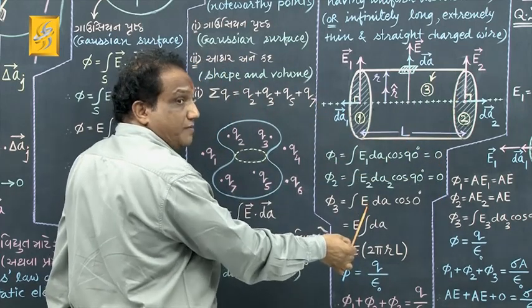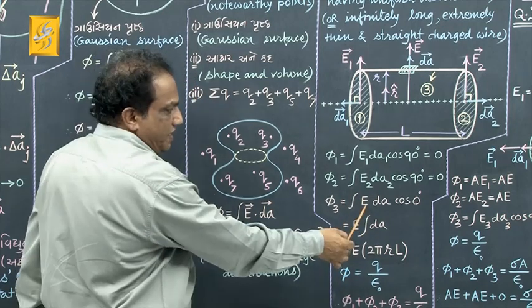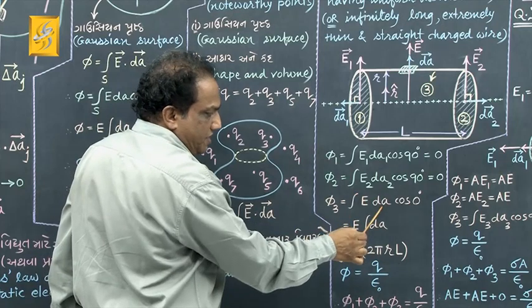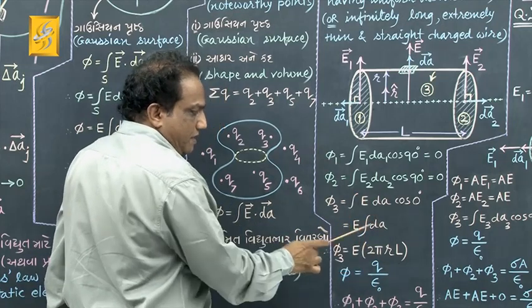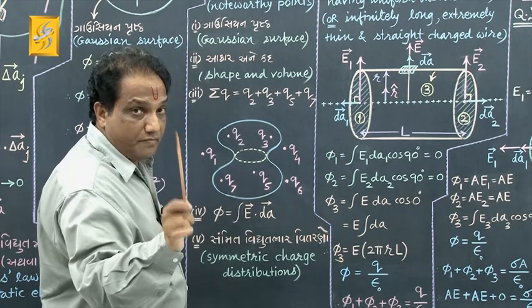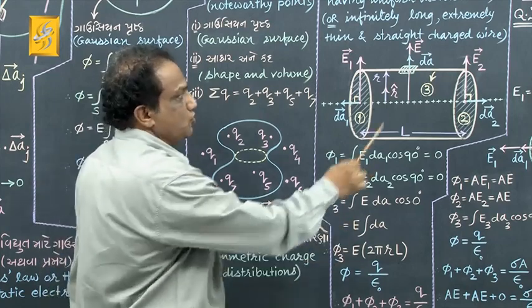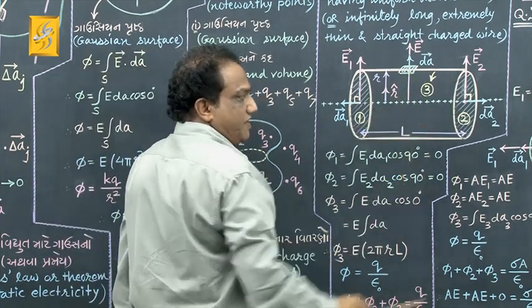Because the value of E is the same and constant, I can take it out of the symbol of integration. Then integration dA. Now E as it is. What do you mean by integration dA? Integration dA means the summation of areas of all the area elements chosen over the given surface.